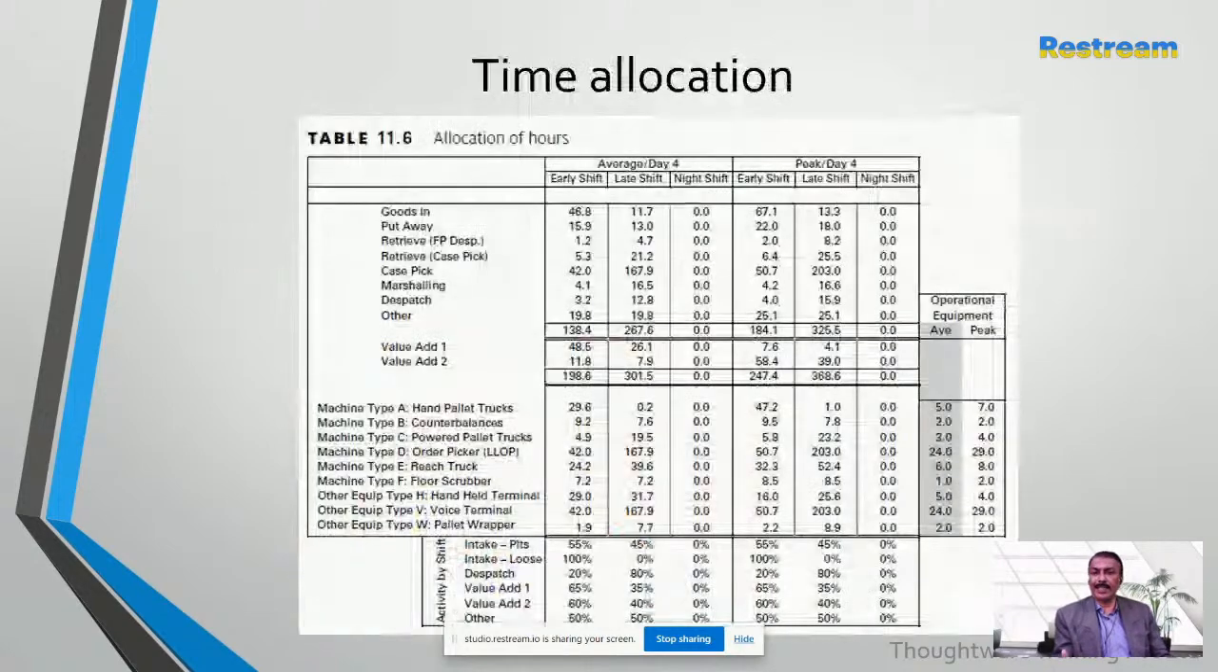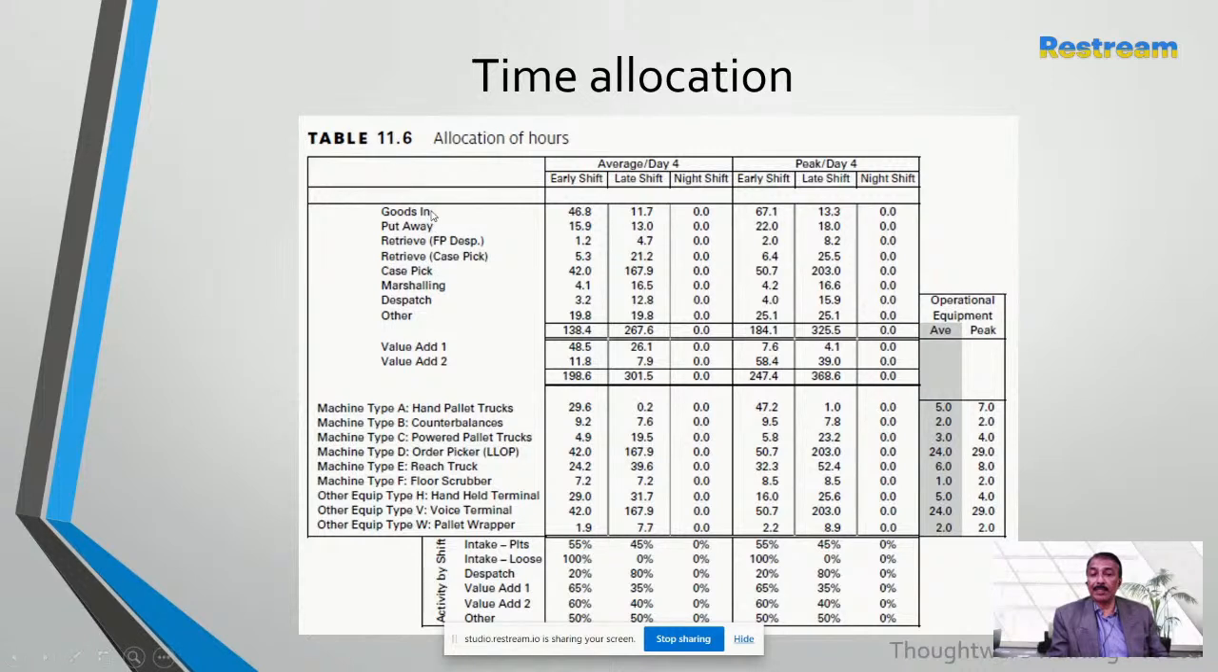Here you can see a sample time allocation. Earlier we have seen capacity or load calculation. Here you have some idea about time calculation, allocation of hours, both in terms of average as well as peak for a particular day. If you are operating in one shift, it is fine, but most of the warehouses are expected to work throughout the day, which means three shifts will be there.